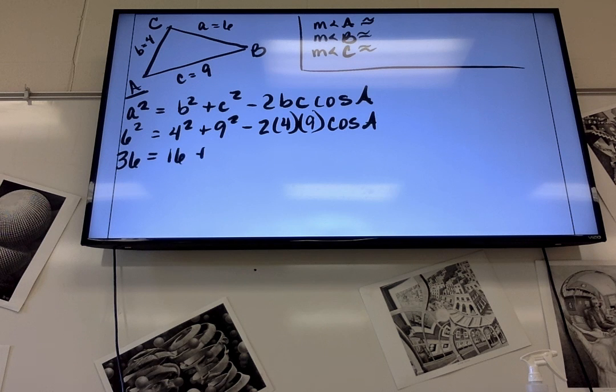36 equals 16 plus 81 minus 72 cosine of A. Here's what happens every year. People will do 16 plus 81 and then go ahead and subtract the 72. Can't do that. Order of operations says I've got to multiply the 72 times the cosine of A before I can subtract it. So all I can do right now is add the 16 and the 81, which is what? 97.